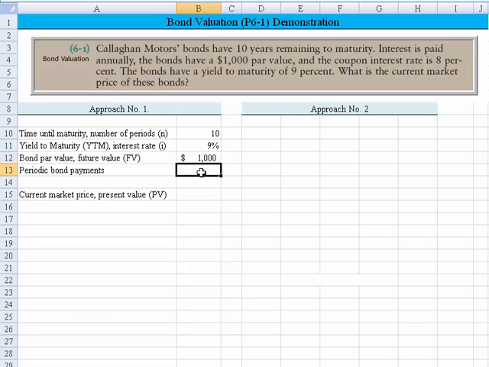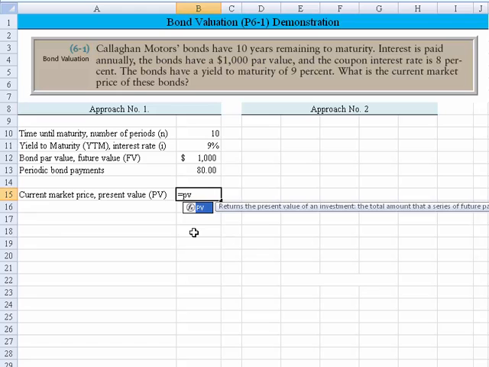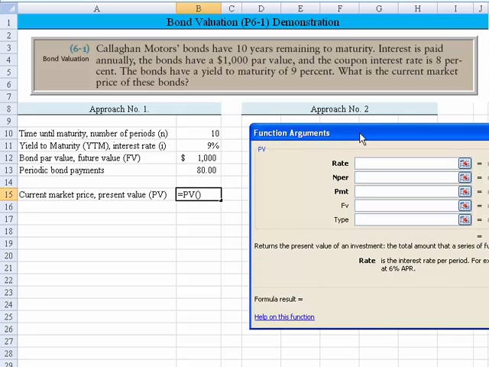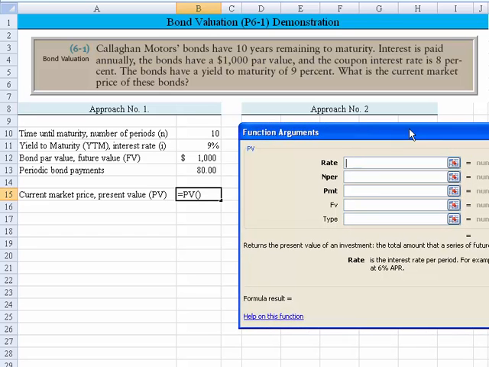In the periodic bond payments, let me hit the F2 key so you can see how I calculate that. I take the $1,000 of the bond par value times the coupon interest rate of 8%. Okay, now let me go ahead and put a formula in to show how we would calculate this using Excel's present value. I'm going to type in equal present value, and you see we get a little pop-up screen using the latest version of Excel. If you click on the formula bar, we'll get a whole pop-up where we can look at the parameters we need. Okay, so I'm going to slide this over so we can see this.